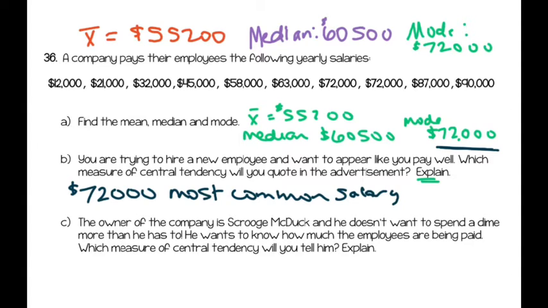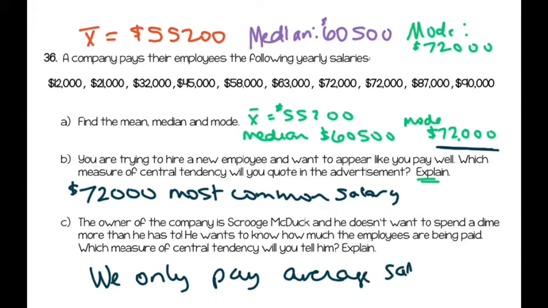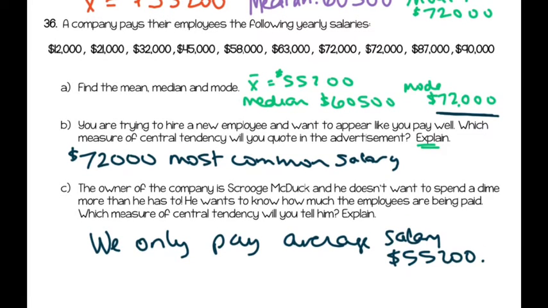So you're going to say something like what? What are you going to say? You're going to say, we only pay an average salary of $55,200, not anywhere near the $72,000. So calm down. So something along those lines. So say something like, on average we only pay $55,200. So that's just, to make it a lot more feasible, I guess.